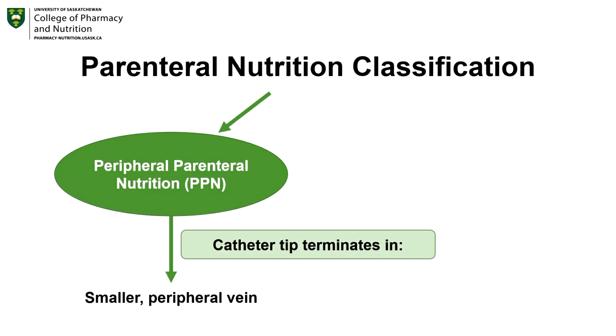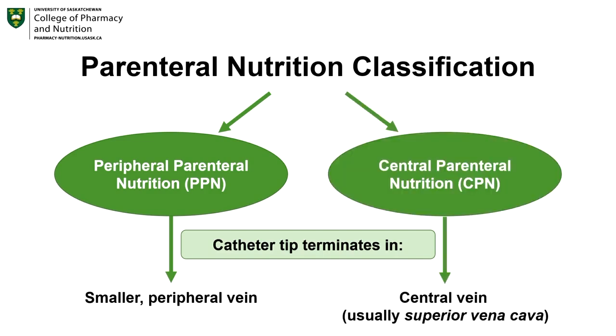Parenteral nutrition can be classified by the type of vein that is used to deliver the PN solution. The first is the peripheral parenteral nutrition, which is delivered into a smaller peripheral vein. The second is central parenteral nutrition, which is delivered into a central vein.